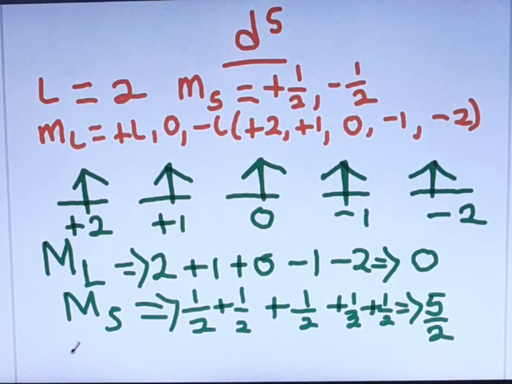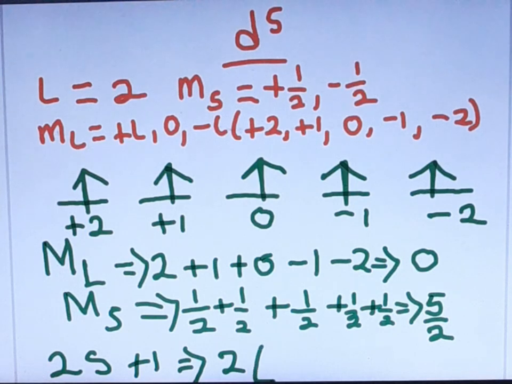Then we determine the spin multiplicity using 2S plus 1, where S represents the total spin quantum number. So we have 2 into bracket 5/2, so we have 5/2 plus 1. 2 cancel 2, so we have 5 plus 1, we have 6.